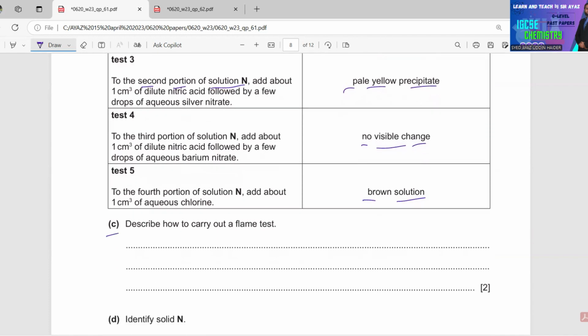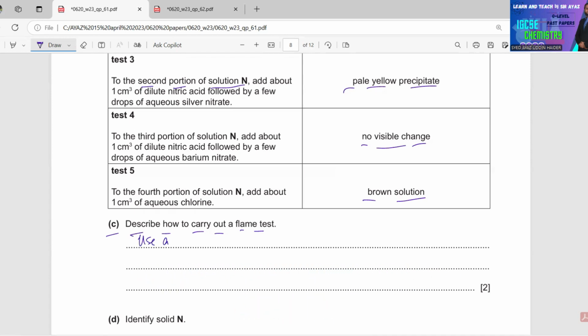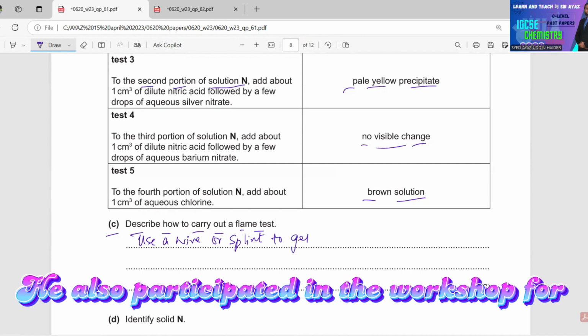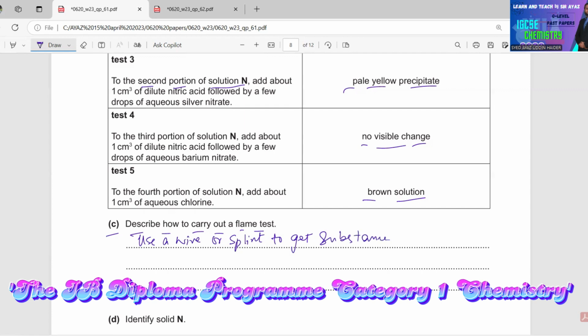Part C. Describe how to carry out a flame test. Now they are asking the procedures to carry out a flame test. First of all, you will use a wire or splint to get the substance into a flame. So put the sample into the flame.